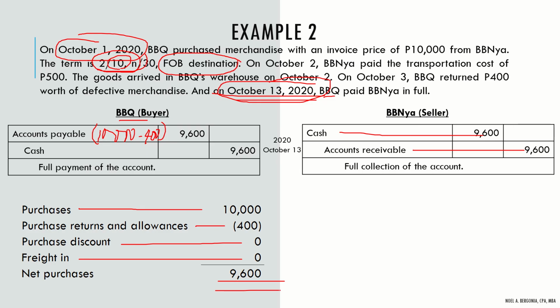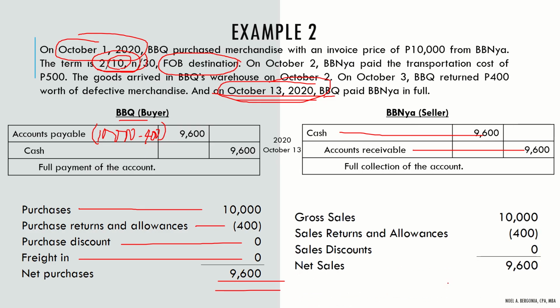While for the net sales, okay, so yung gross sales po natin kanina in the October 2 was 10,000. And then the sales returns and allowances in October 3 was 400. Wala pong sales discount again because the customer was not able to avail the discount period. And then the net sales would be 9,600. Okay? So, yan po yung ating example number 2.